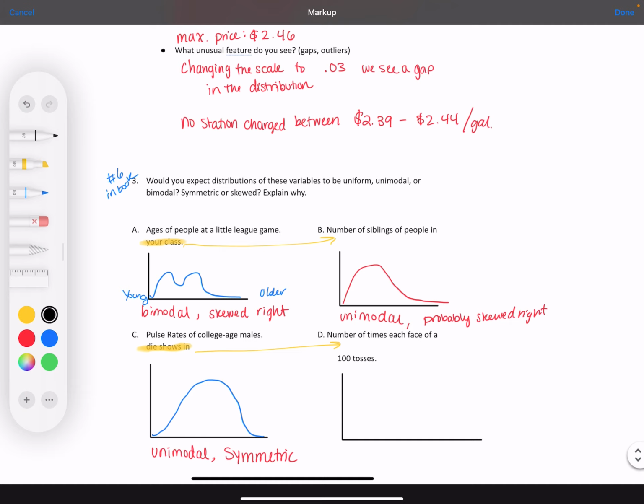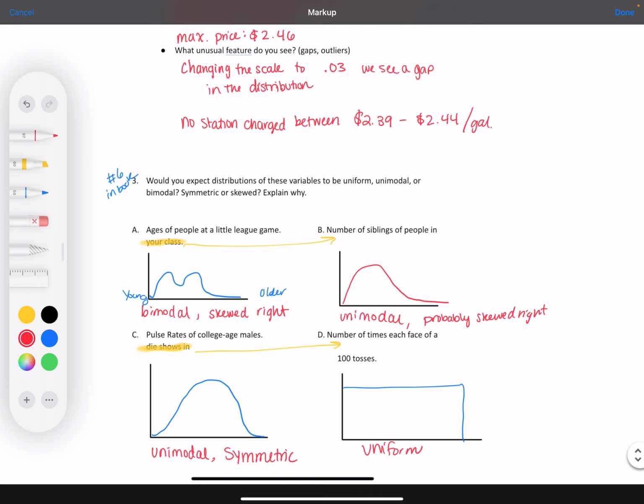Okay, now, 6 does not go into 100, not evenly. But it's the principle of it, where we're looking at, in theory, the odds of it coming up again should all be the same. So this one is going to be uniform. Okay. That kind of makes sense.